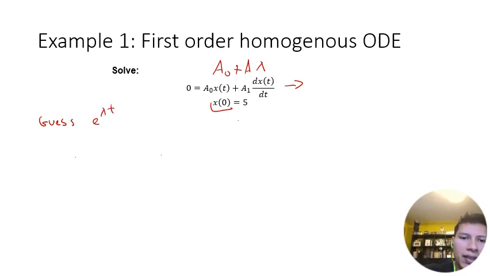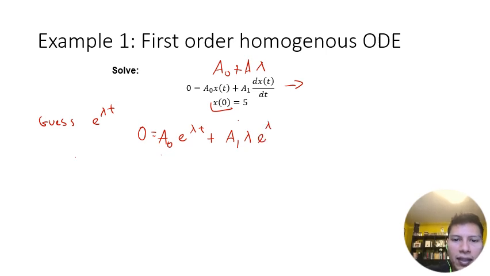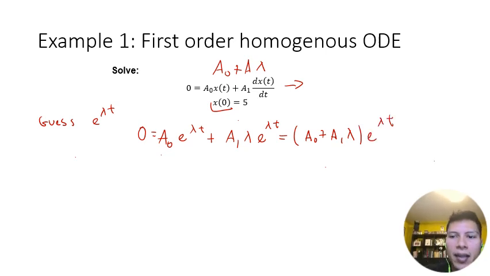So I'm going to get basically a0. So if my solution is of the form e to the lambda t, I have to have that a0 e to the lambda t plus a1, the derivative of e to the lambda t, lambda e to the lambda t, have to be equal to 0. And so that really means that a0 plus a1 lambda, e to the lambda t have to be 0 for all time. So the symbol here means for all time.